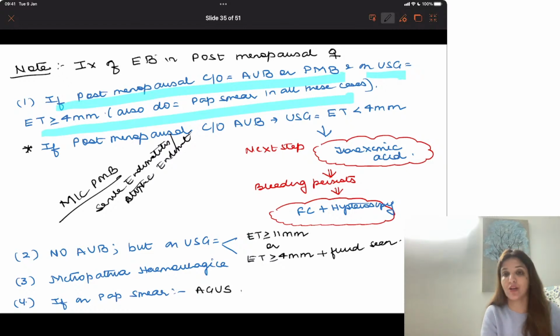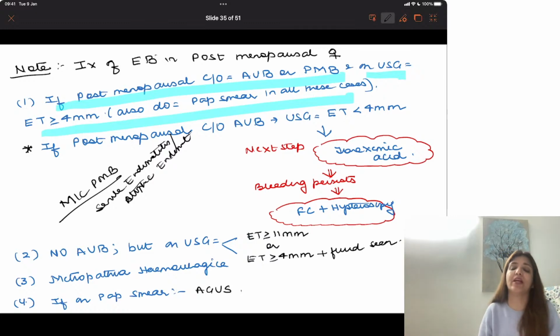Please do not say endometrial biopsy in this case, because now I want, in spite of giving treatment, if bleeding is not stopping, to rule out endometrial cancers, and for that I'm going to do fractional curettage and hysteroscopy.